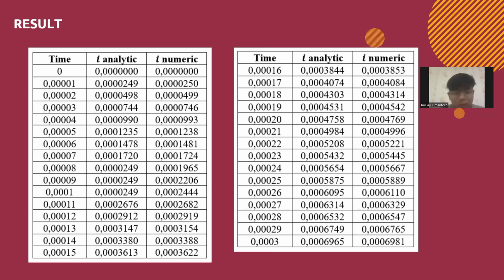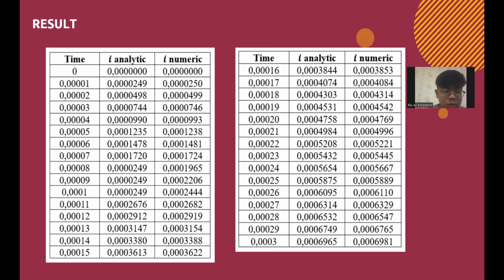We calculate the time from 0 until 0.0003 second. It's not a value of 1 second but 0.00 something, because we must see the detail and the difference between the analytic and the numeric for the small values.